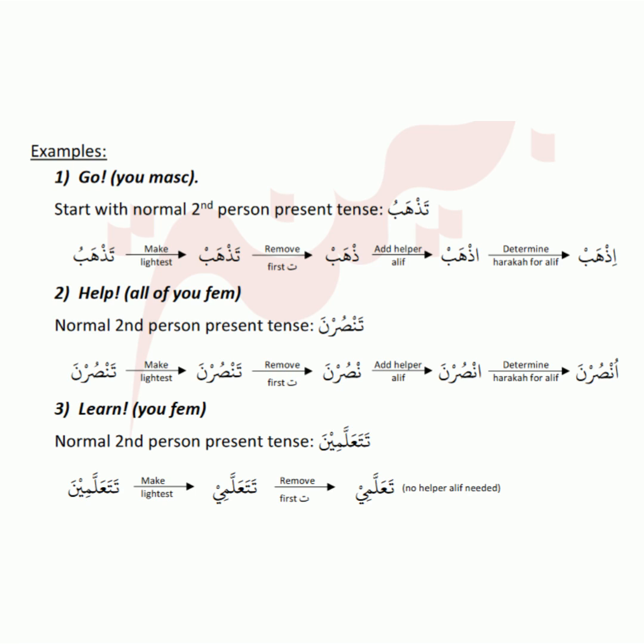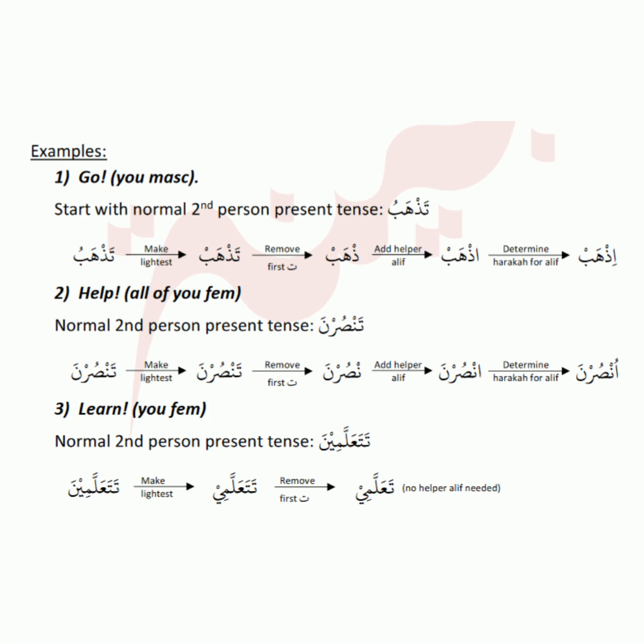Help. Tansuru, for help, all of you feminine, tansurna. We make it lightest and it stays the same, tansurna. Then we remove the ta and become nsurna. We cannot say it very well, so we add a helper alif. And the haraka on the helper alif would be a dhamma because the second last letter, sad, has a dhamma on it. So it becomes unsurna. To help, unsurna. Help, all of you feminine.